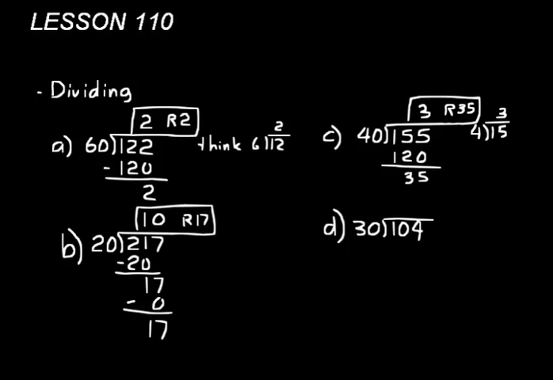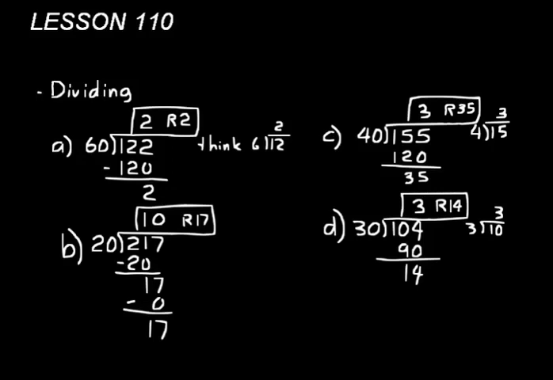Let's do one more. 104 divided by 30. Okay, so we can think 30 into 100 here. 30 into 100 is the same thing as 3 into 10. 3 would go into 10 3 times. And so let's go ahead and do that. 30 would go into 104 3 times. 30 times 3 then is 90. Just like 3 times 3 is 9, 30 times 3 is 90. Subtract. And 30 won't go into 14, so that's our remainder. 3 with a remainder of 14.